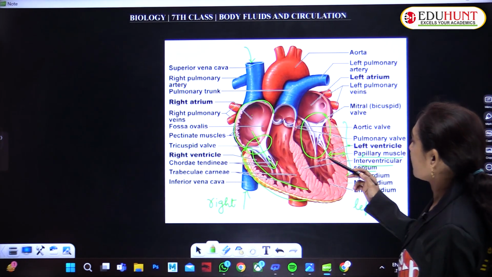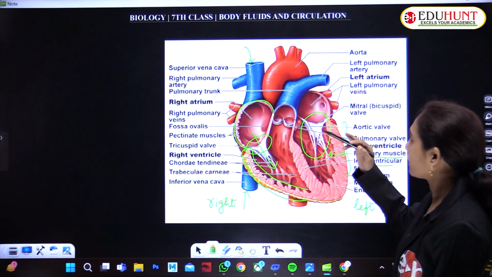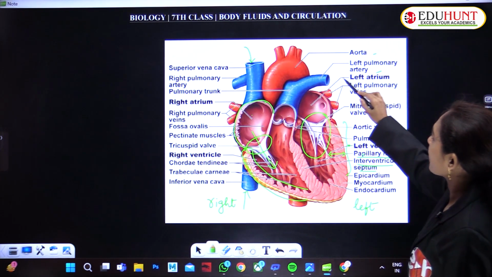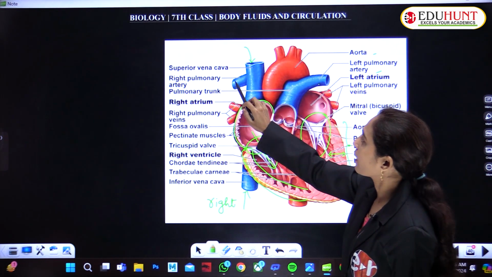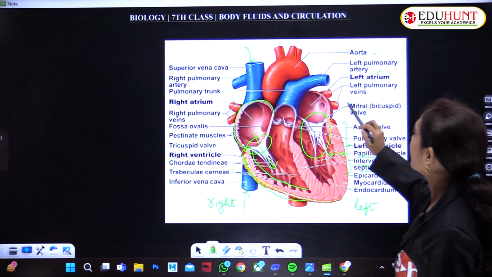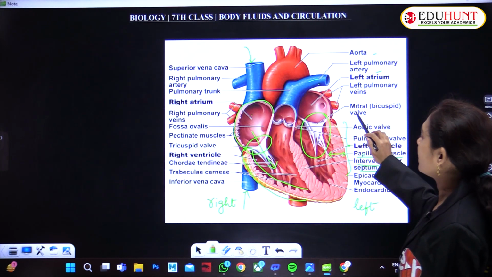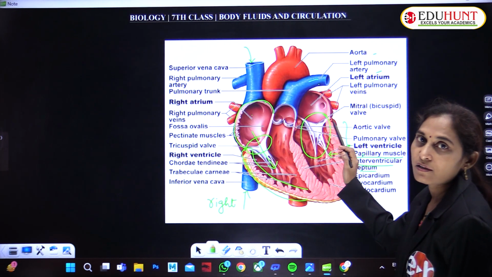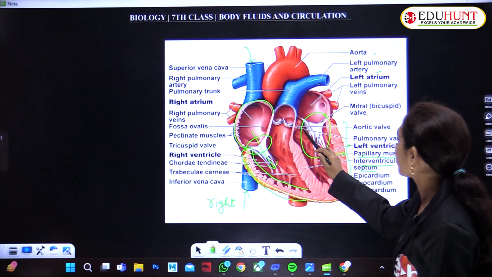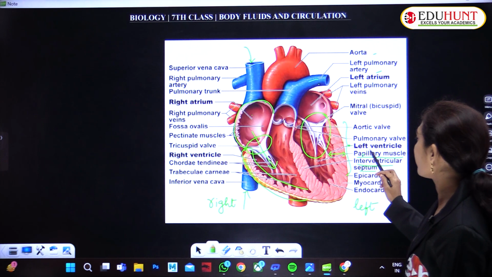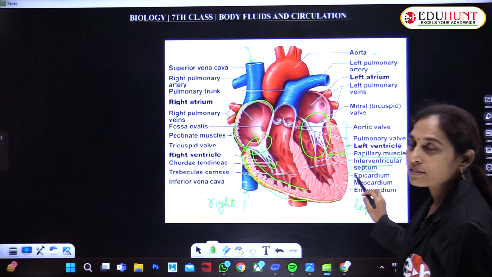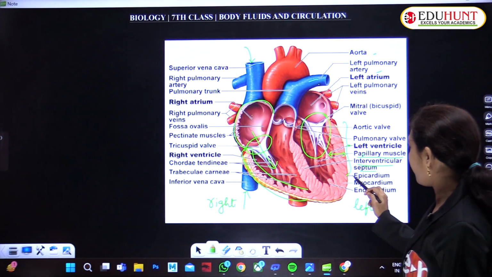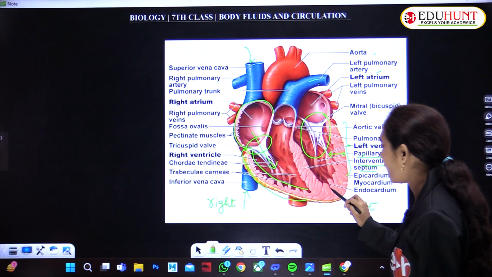రైట్ సైడ్ చూస్తే లెఫ్ట్ సైడ్ అంటే, left side of the heart చూస్తే this is the aorta and left pulmonary artery. ఇది రైట్ పల్మొనరీ ఆర్టరీ అయితే ఇది లెఫ్ట్ పల్మొనరీ ఆర్టరీ, లెఫ్ట్ పల్మొనరీ వెయిన్స్, మిట్రల్ వాల్వ్ అంటే ఇక్కడ ట్రైకస్పిడ్ వాల్వ్ ఉంటే ఇది బైకస్పిడ్ వాల్వ్ లెఫ్ట్ సైడ్ ఉంటుంది, అండ్ అయోటిక్ వాల్వ్ ఉంటుంది, పల్మొనరీ వాల్వ్, లెఫ్ట్ వెంట్రికల్ అండ్ పాపిల్లరీ మజిల్స్, interventricular septum and epicardium, myocardium and endocardium.